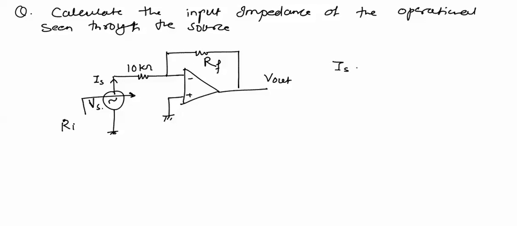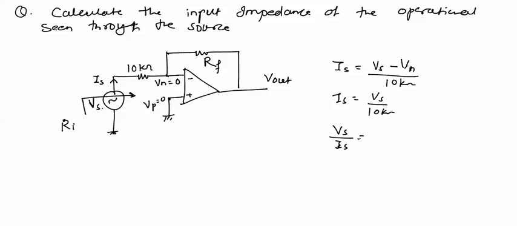Now this current Is can be calculated as Is equal to the source voltage Vs minus Vn divided by 10 kilo ohms. This voltage is Vn. We know that voltage Vp equal to 0 volt because the non-inverting terminal is grounded. So according to virtual ground process, Vn is also equal to 0 volt. If Vn equal to 0 volt, then Is equal to Vs upon 10 kilo ohms, and now Vs upon Is, which is our input impedance, is equal to 10 kilo ohms. So using this ratio, we can obtain the input impedance of the operational amplifier.